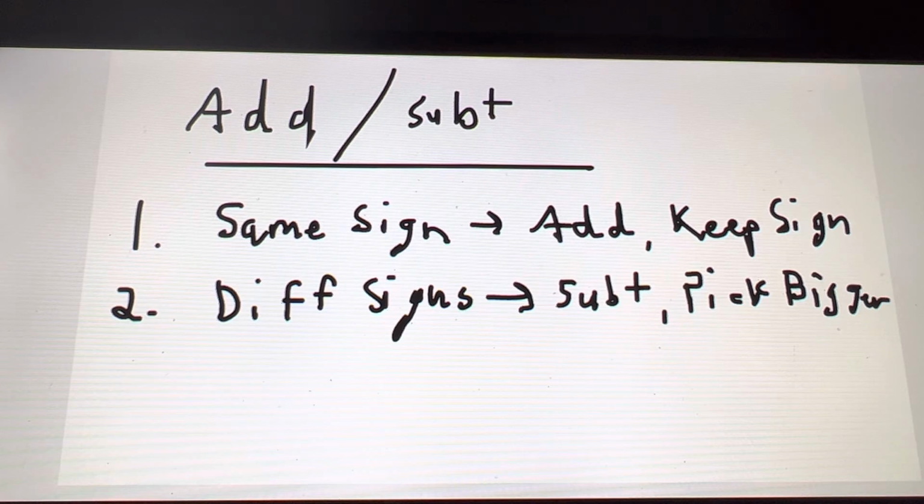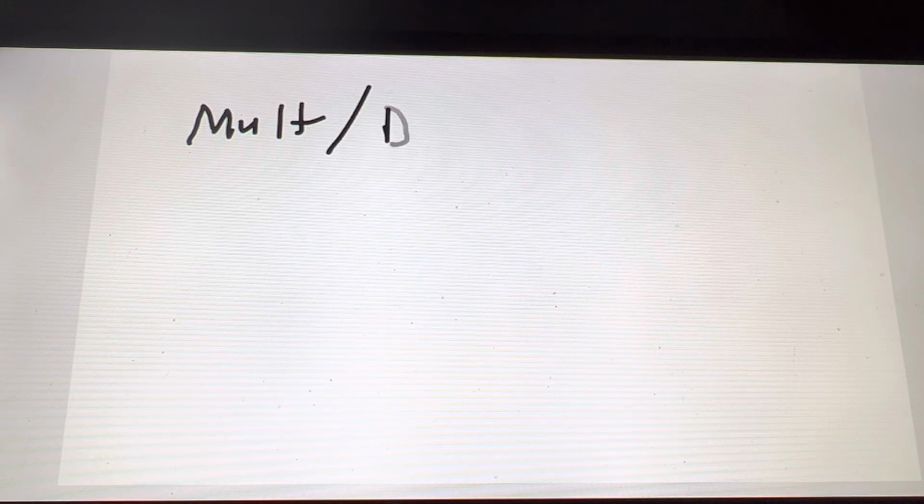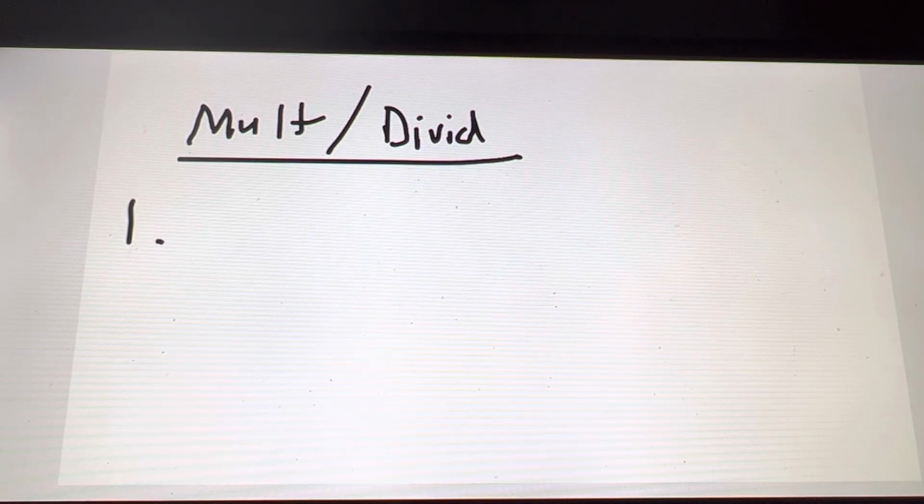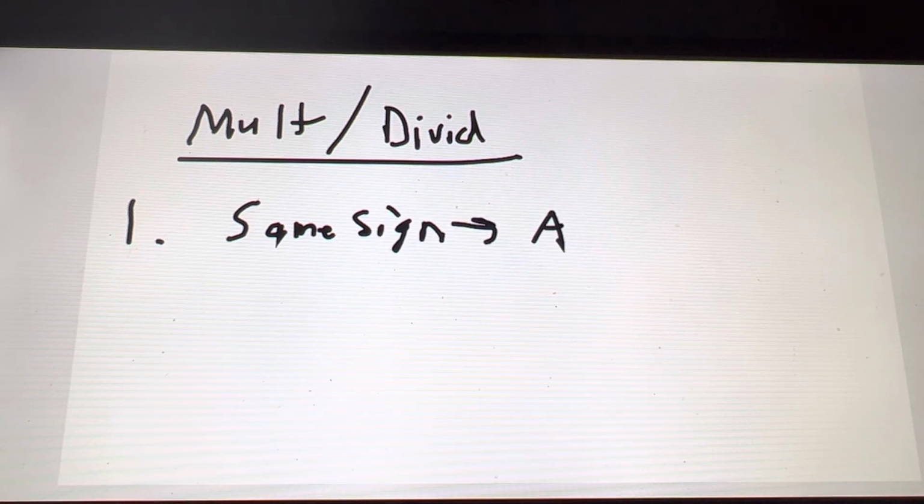Unfortunately, multiplying and dividing, they have 2 rules too, but then the rules are different. And students get them mixed up. They'll get the adding rule mixed up with the multiplying rule, unfortunately. And there's no other way around it than just practice, and if you don't do it all the time, you can forget it. So multiplying and dividing, if they have the same sign, positive times positive or negative times negative or divided by, if they have the same sign, the answer is positive.